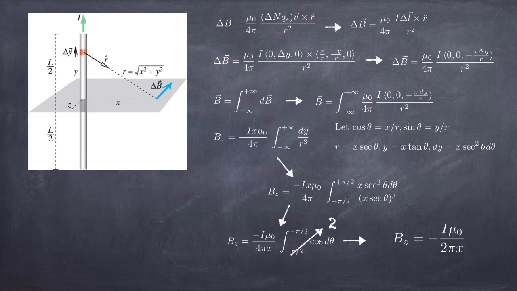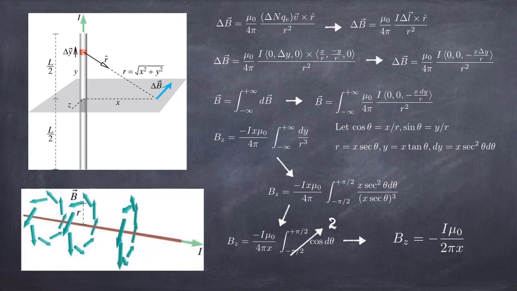So the magnetic field just depends on the distance from the wire. It's uniform going around, and it looks something like this. So the magnetic field doesn't depend on where you are along the length of the wire. It just depends on how far you are from the wire, if the wire is long and straight.